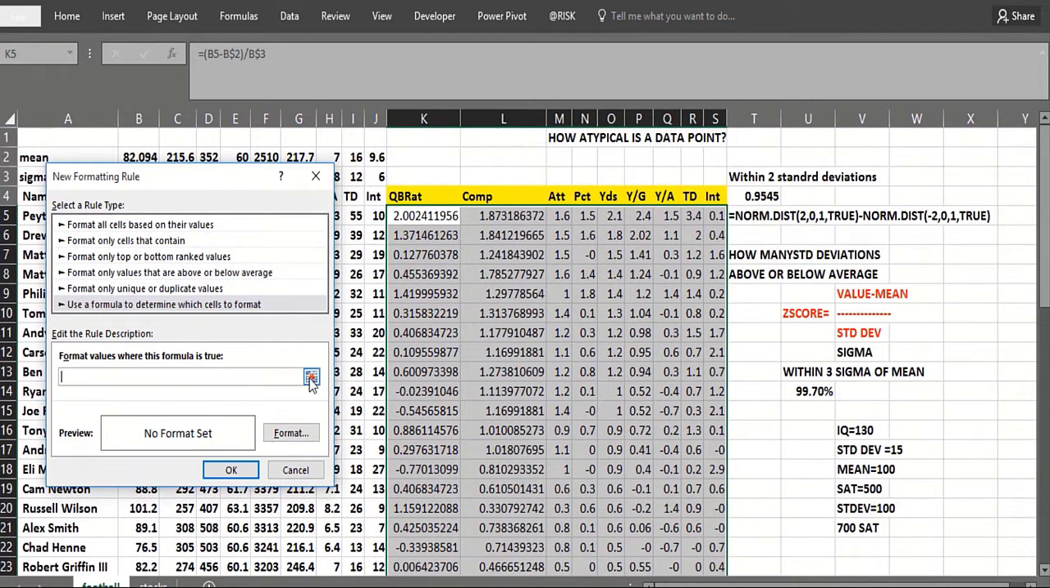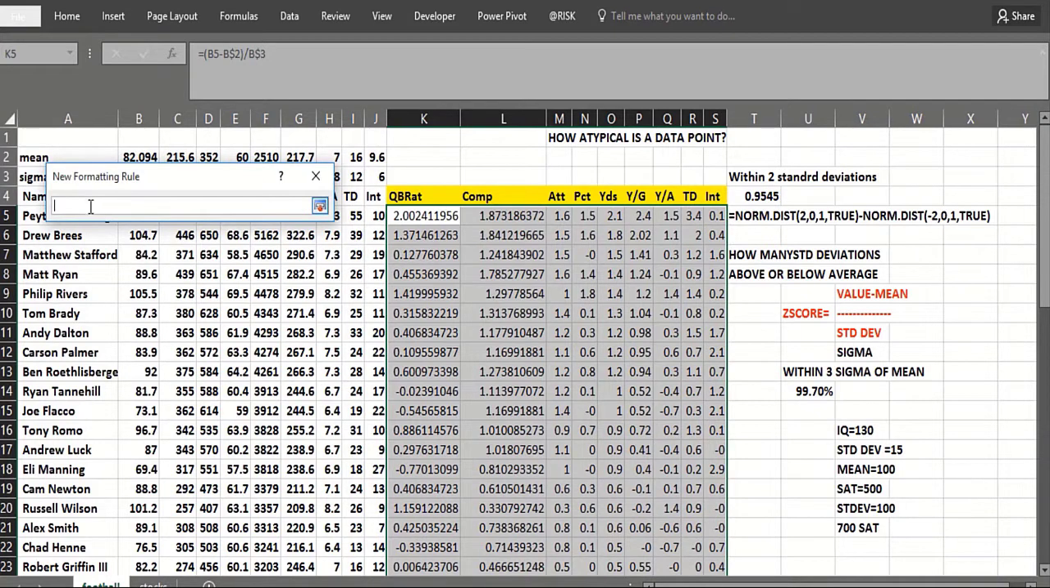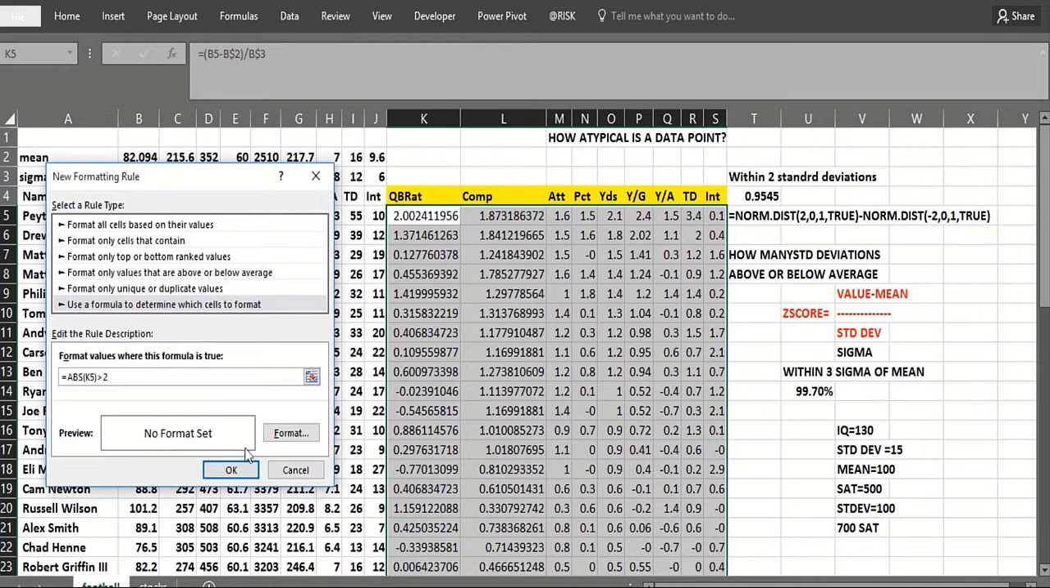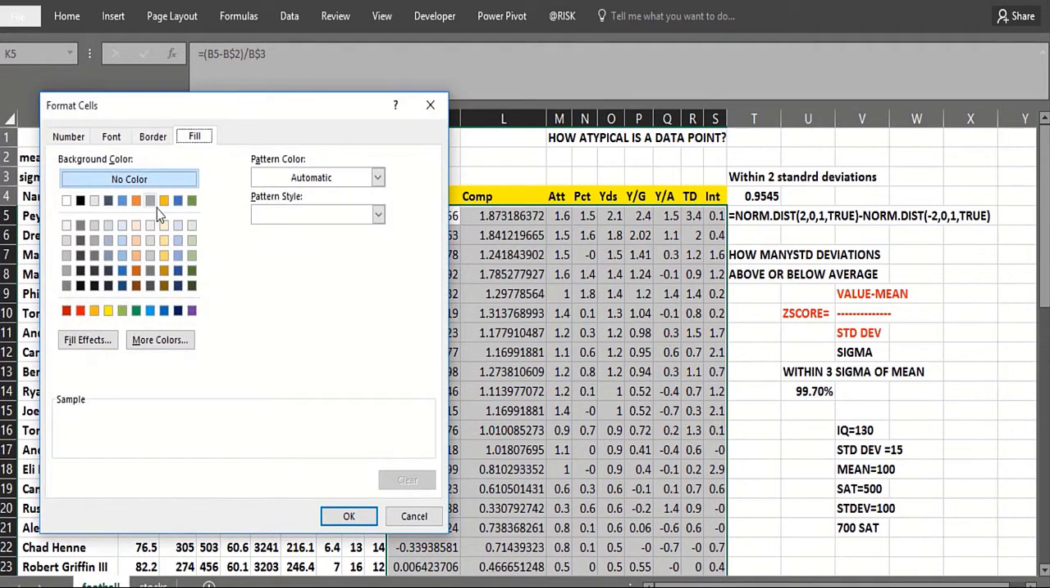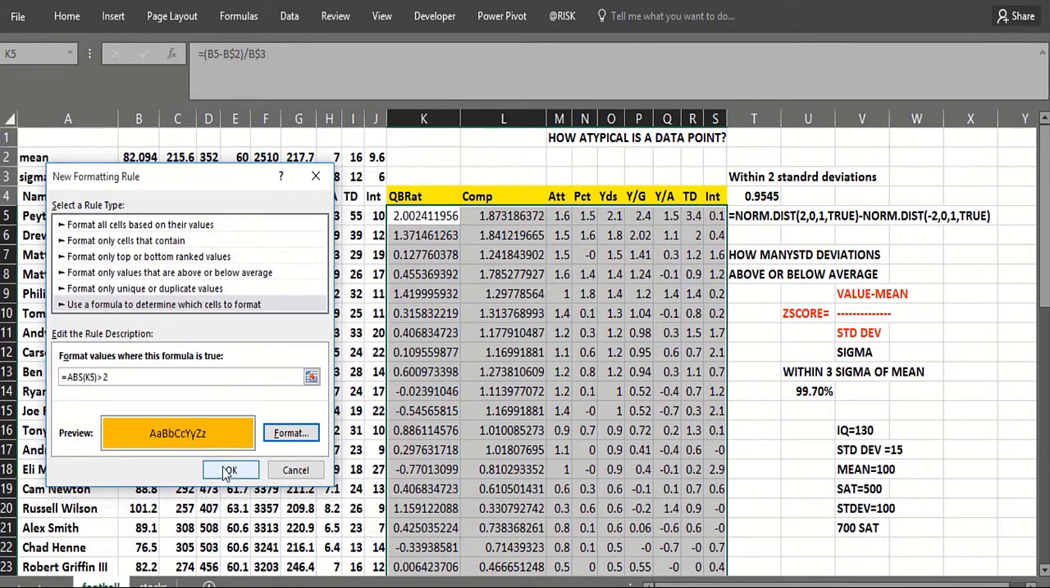Now when I did this last time, it put quotes in, which screwed it up, but I want the absolute value of K5 greater than 2, because that'll copy across. It'll try every cell in this range, and if it's greater than +2 or less than -2, it should be highlighted. So I can say format, I can say orange, and I can click OK.